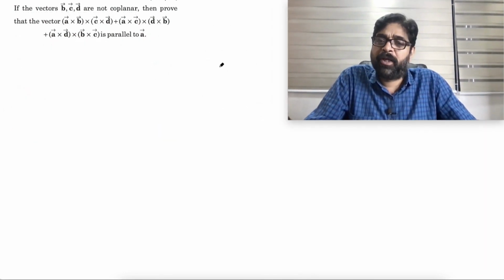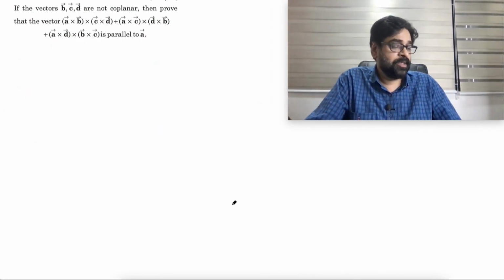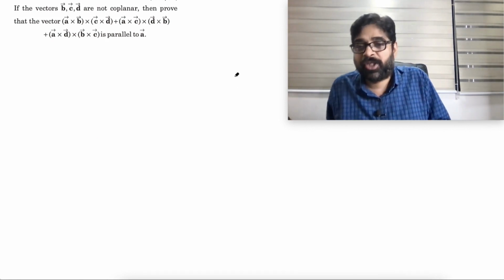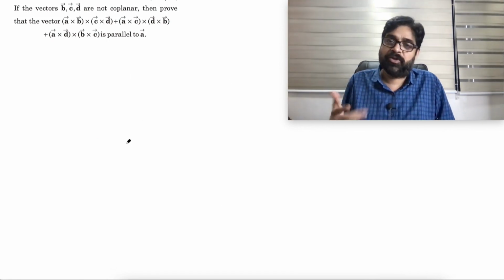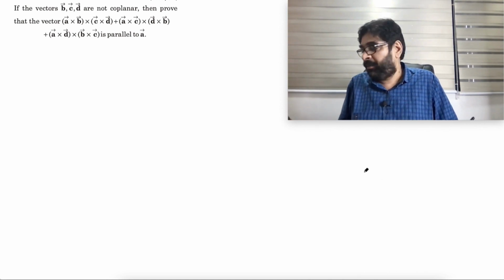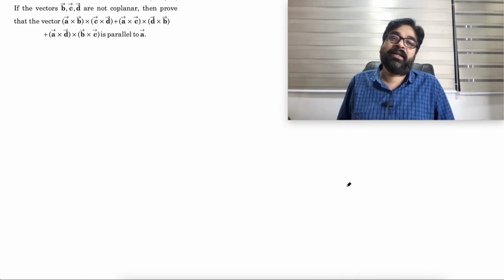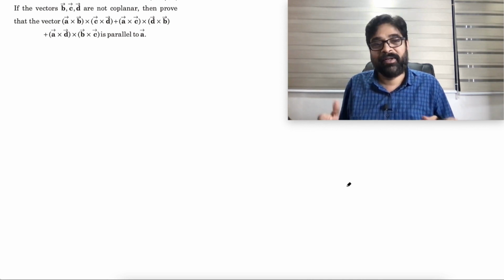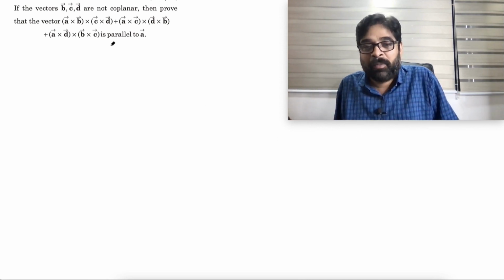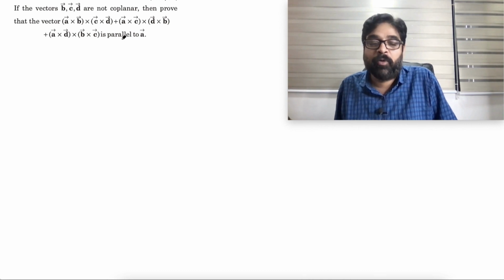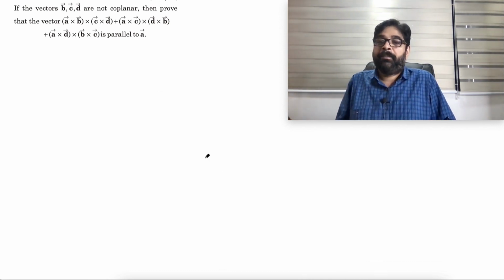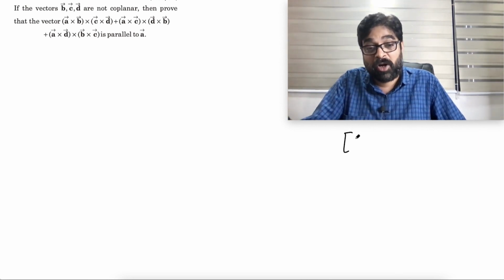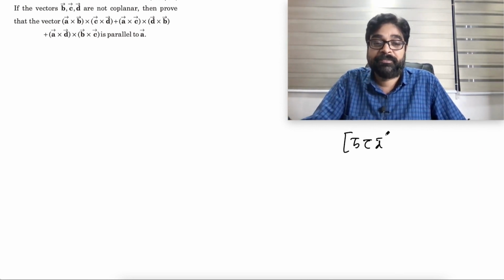This question is purely calculation based and formula based. One thing I'm not very happy with in this question: they mention parallel to A. They should say collinear to A. But it's okay. Generally in vectors, anything that is either parallel or anti-parallel we take as parallel only. But actually the question should say collinear to A. Let's do the next one. B, C, D are non-coplanar vectors. It means box of B, C, D is not 0.